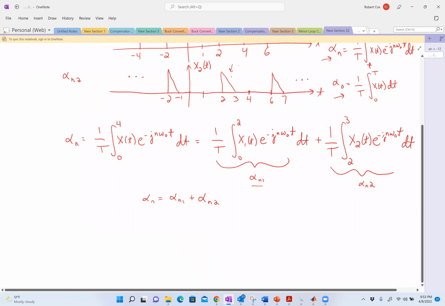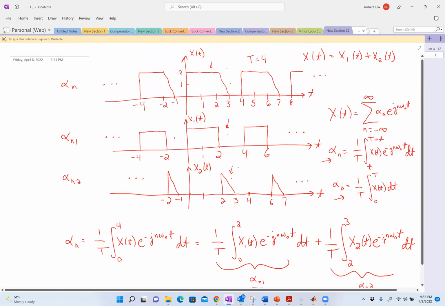All right, so the first thing I want to do is figure out what x2 of t is over the time period I'm integrating over. So from 2 to 3, how do I express that waveform? Well, based on my original picture here, I saw this has a height of 2.